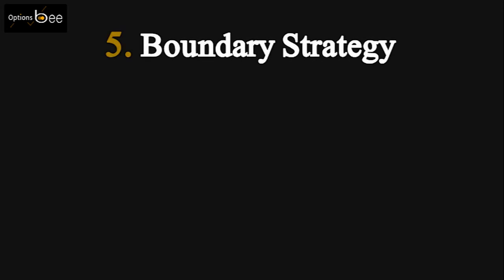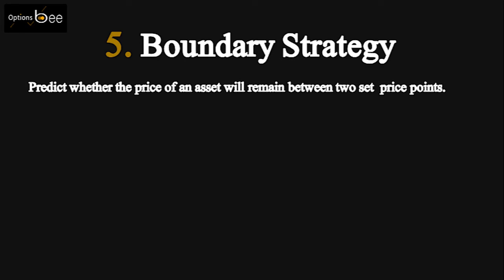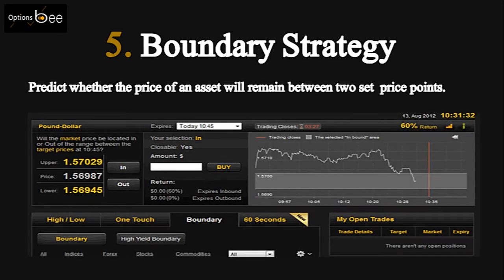The fifth and final strategy is known as boundary strategy. This strategy involves predicting whether the price of an asset will remain between two set points.